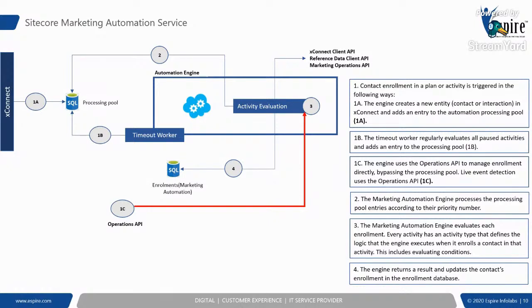But apart from that, our marketing automation database will also record all those outputs into this enrollment database. So let's say after one month we want to find out how many enrollments there were in a particular marketing automation campaign. We can use this database and the marketing operation API to find that out. So yeah, this was just the high-level view of our service architecture for marketing automation. I will hand over to Vikas for the further part of our presentation.